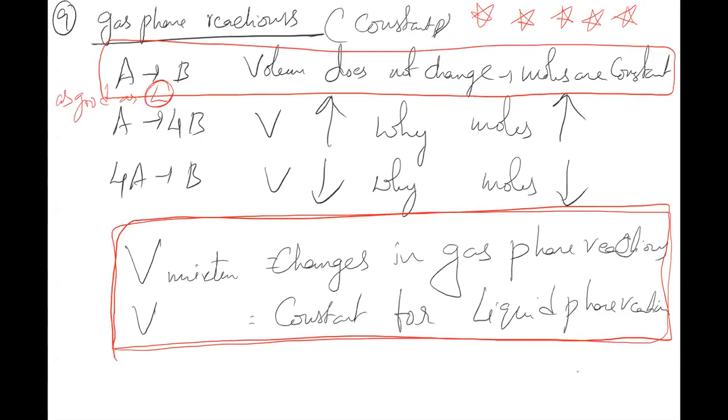So we'll start. That is where we stopped here. I'll just go to another whiteboard and continue from there. Minus rA equal to minus 1 by V into dNA by dt, which is equal to k into CA. So that is where we started. Let's assume that V is constant here.